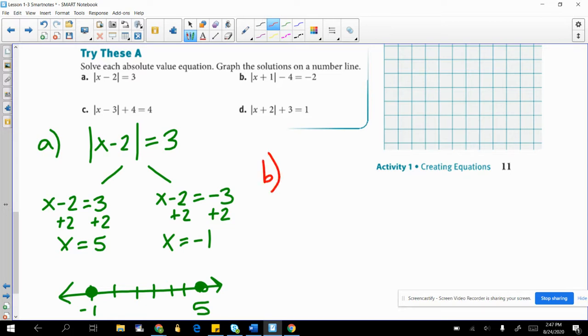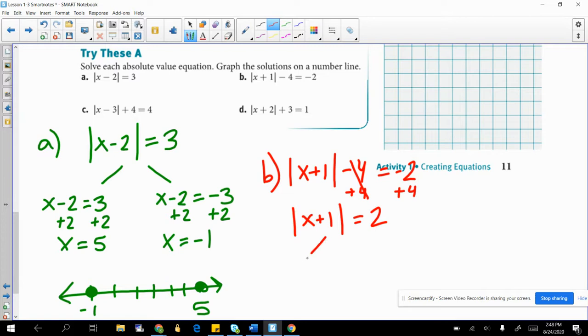And that one is the absolute value of x plus 1 minus 4 equals -2. If you feel like you've got these and you can move ahead, go for it. So again, we need to isolate. So the first thing I would do, don't forget this step, is add the 4 over. That's going to leave me with the absolute value of x plus 1 equals 2.